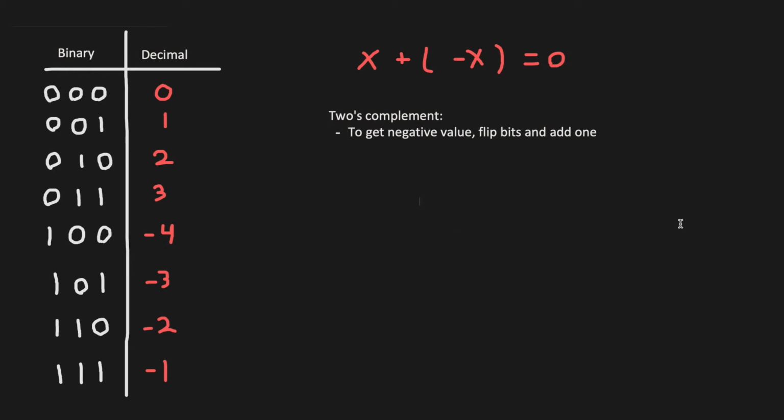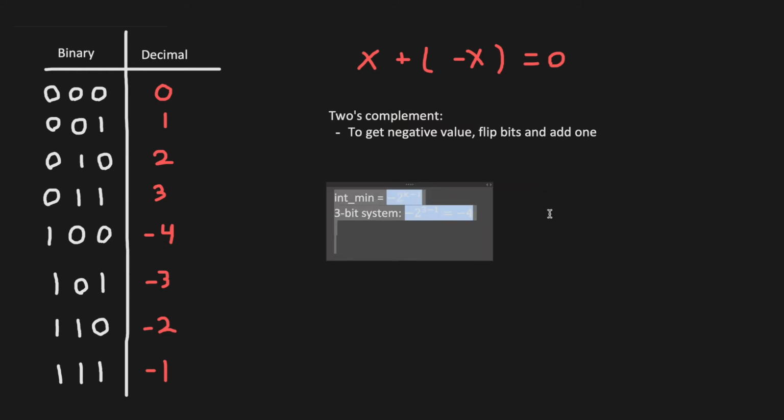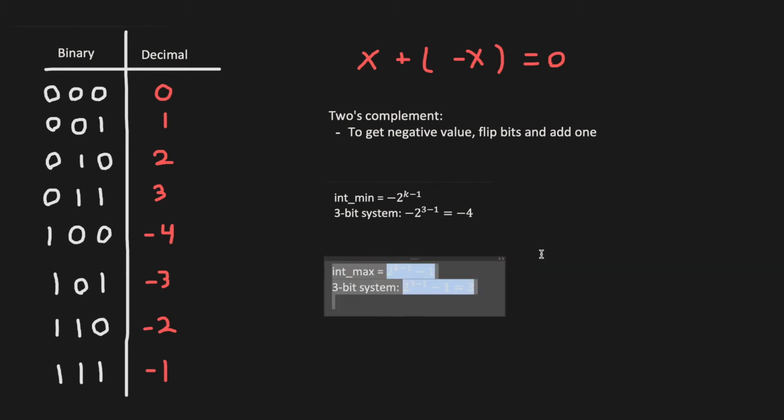Also note that for 2's complement, the minimum integer is equal to negative 2 to the k minus 1, where k is the number of bits. So for our 3-bit system, the minimum integer that can be represented is negative 4. And for the maximum integer, it's 2 to the k minus 1, minus 1. So for a 3-bit system, the maximum positive integer that can be represented is 3.